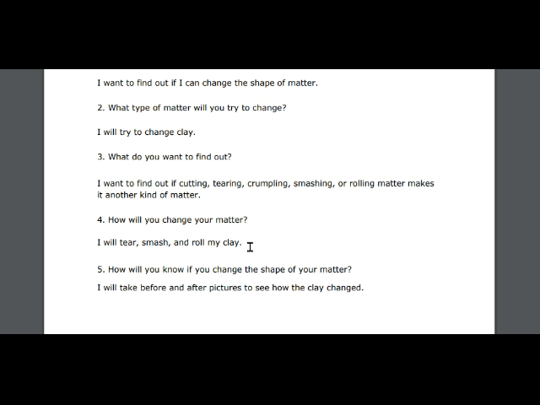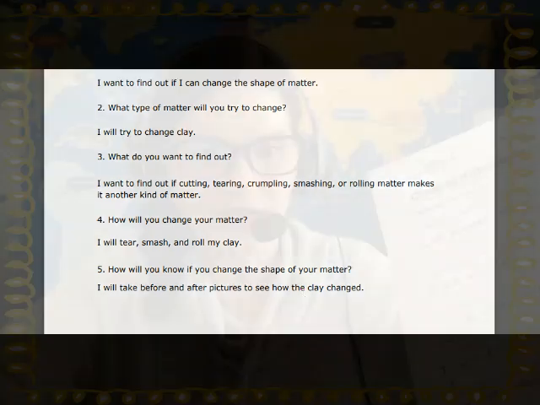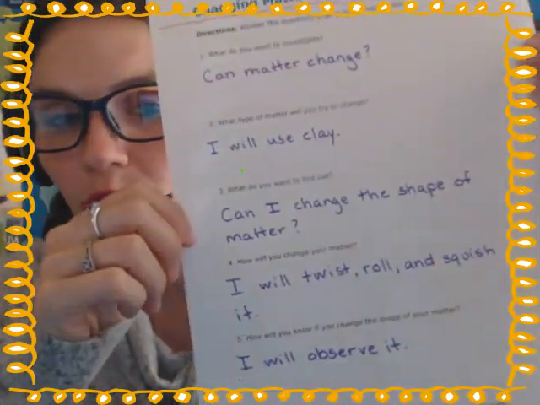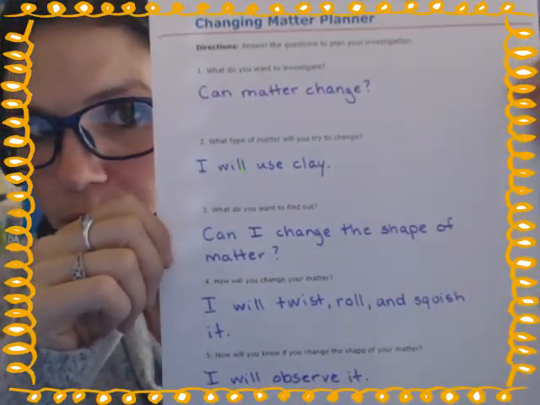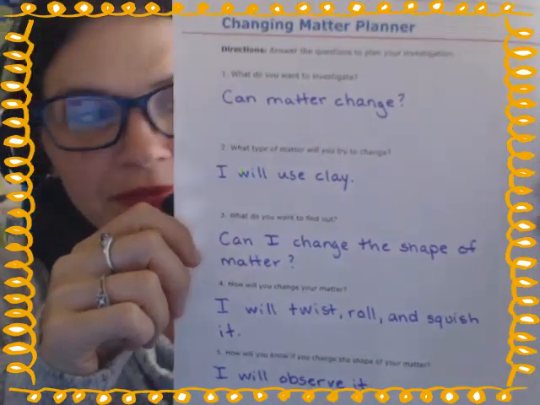Number 4, how will you change your matter? I will tear, smash, and roll my clay. And number 5, how will you know if you change the shape of your matter? I will take before and after pictures to see how the clay changed. So I filled out this worksheet too. My answers are just a little bit different. I wanted them to be a little shorter or a little more concise because especially for a kindergartner, it helps when your sentences are not so lengthy.